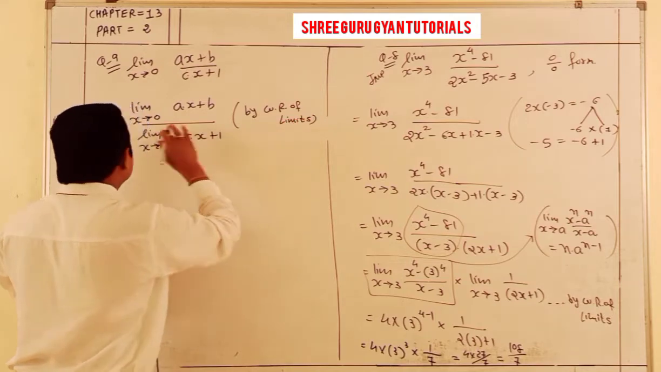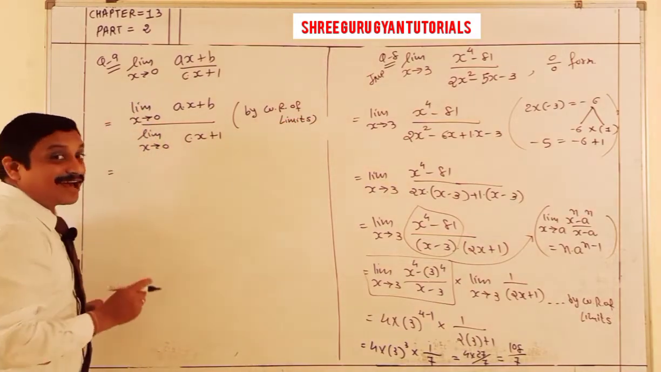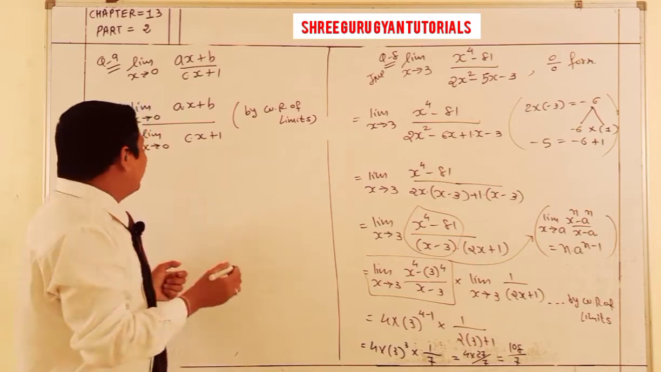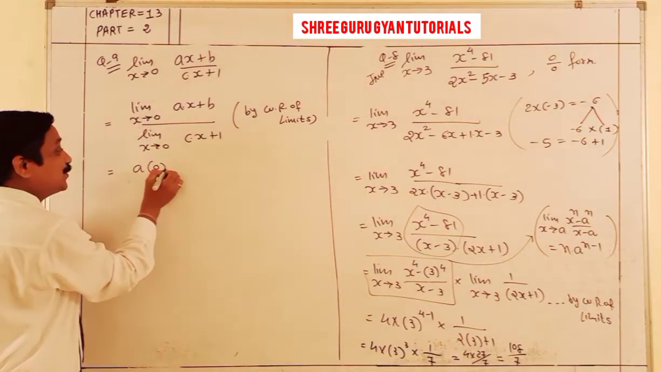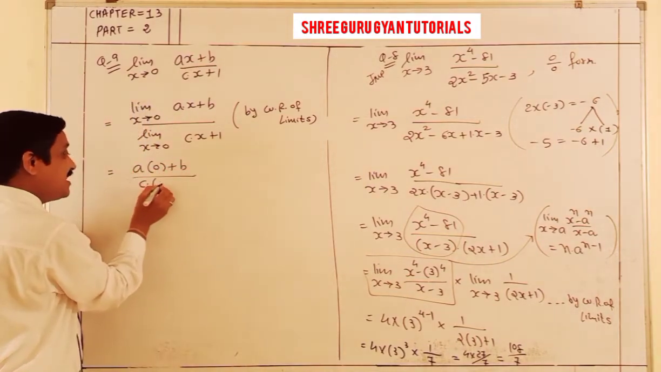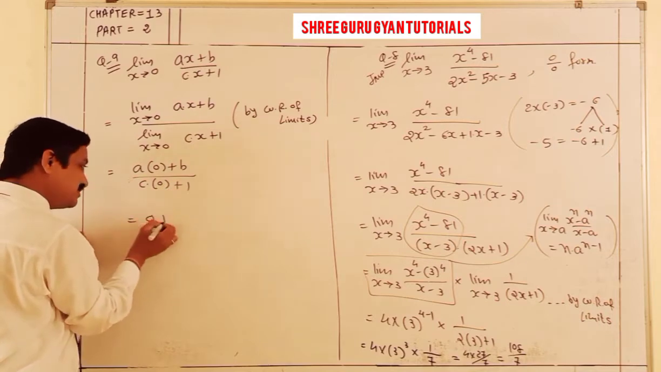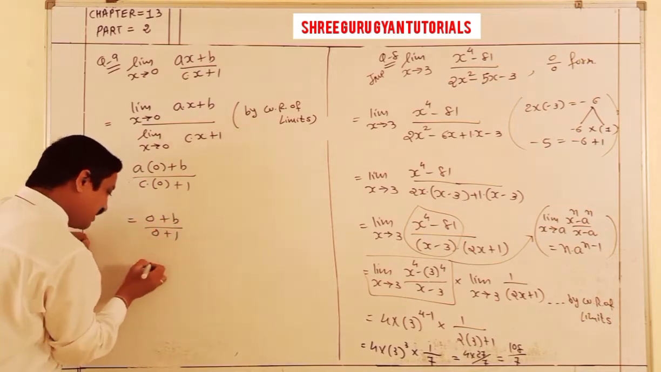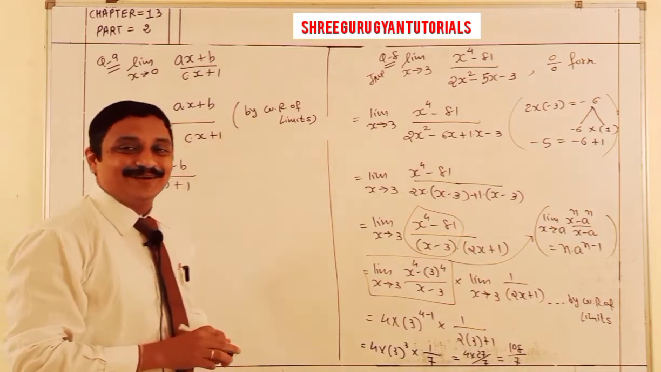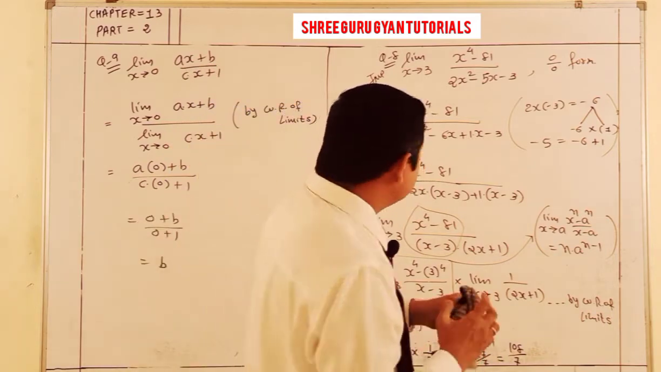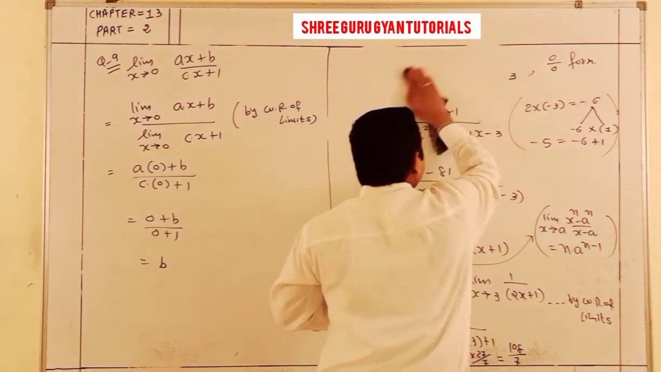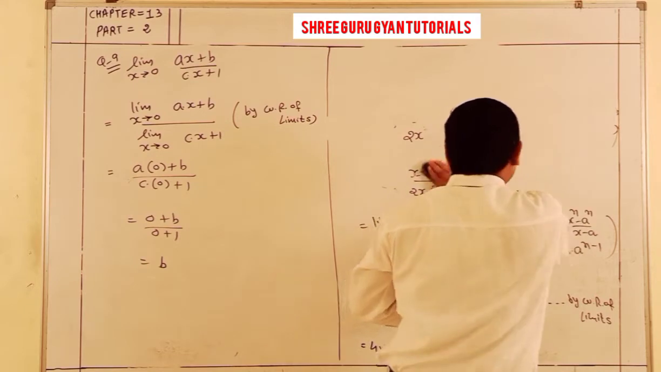Very easy. Now putting the limits, a in x place of 0, similarly c into 0 plus 1. So indirectly my answer is only and only b. Yes students, the 9th numerical is done. Very easy. So I go to the 10th one now.